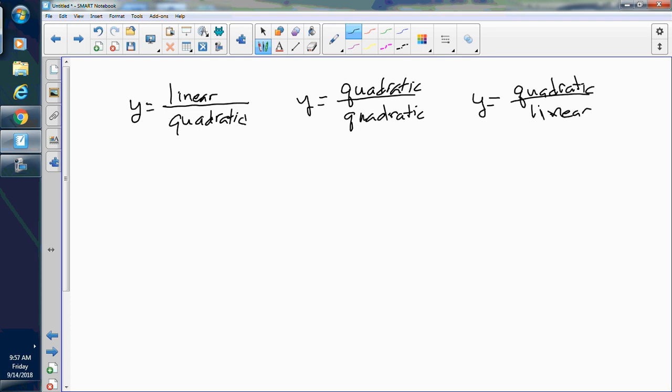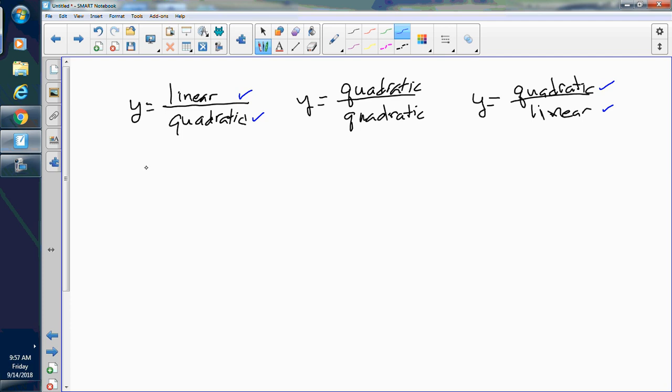There are many more rational functions beyond these, but these give us the basic idea. Notice in the middle one, they're both quadratic, so they both have the same degree. In the first one, the top is linear, the bottom is quadratic, so the numerator has a smaller degree. And in the last one, we have degree 2 over degree 1, a larger degree on top. So this gives us the three types of relationships we can have with their degree.